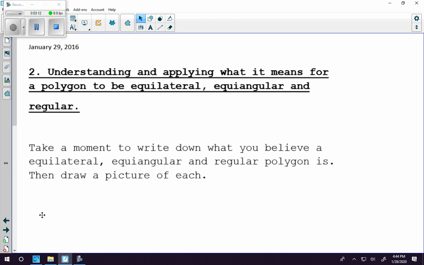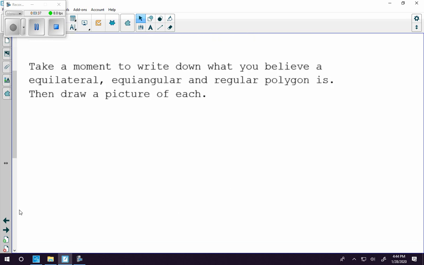Okay, second objective, let's understand and apply what it means for a polygon to be equilateral, equiangular, and regular. If you take a look there, it says, take a moment to write down what you believe equilateral, equiangular, and regular polygons are, then draw a picture of each. We're not going to take the time to do that. If you want to go back and do that later, you can.